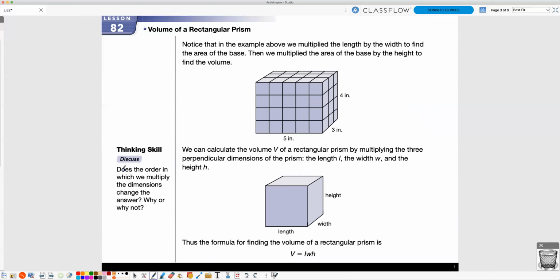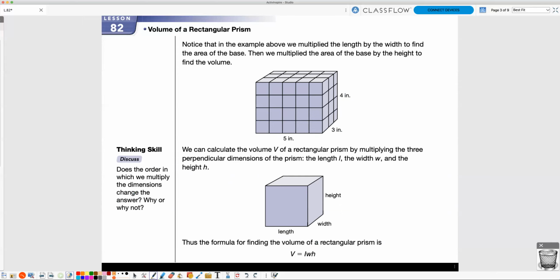And the question here: does the order in which we multiply dimensions change the answer? Why or why not? And it would not. You can order that in any order. It wouldn't really matter if you chose to multiply 3 times 4 and then times 5, or 5 times 3 and then times 4. You're still going to end up with the same final answer.